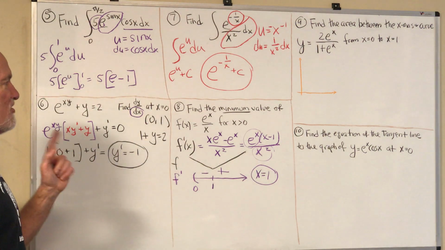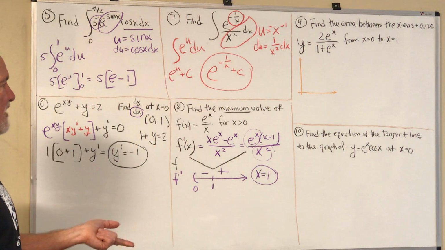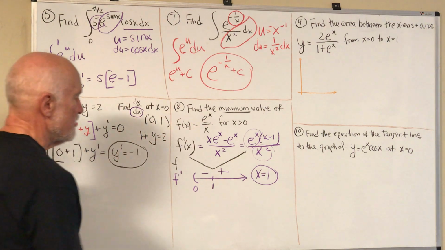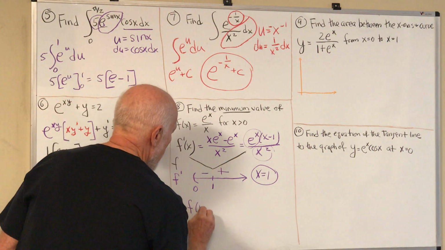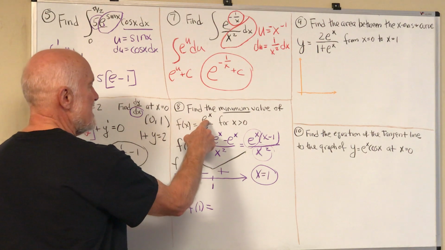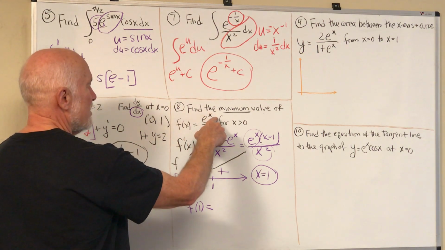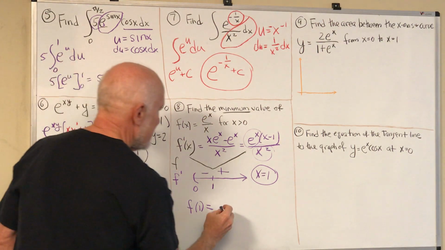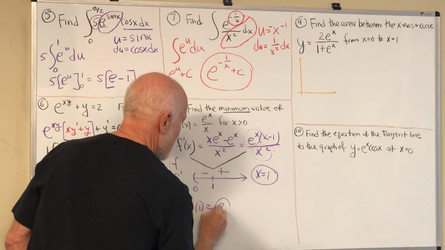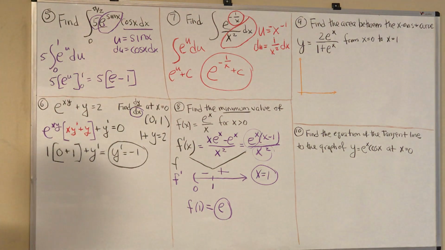That doesn't quite answer the question. It wants the minimum value of the function. So that's going to be f of 1, which is e to the 1 over 1. So there's our answer. That's the minimum value of that function for x greater than 0.